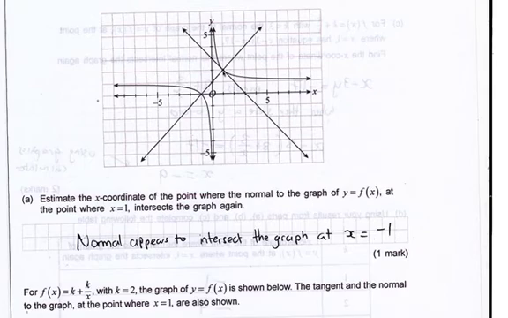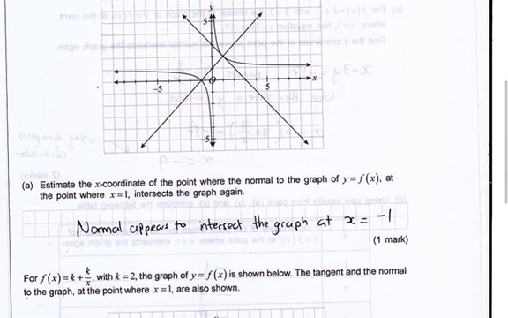So we're looking at x equals 1, we're looking at the normal, so it's this one, because we have the tangent, we can see we've got decreasing slopes, so the normal is that one, and we can see it intersects f of x again right there. So the normal appears to intersect the graph at x equals negative 1.